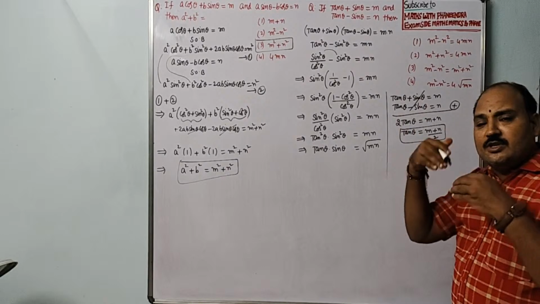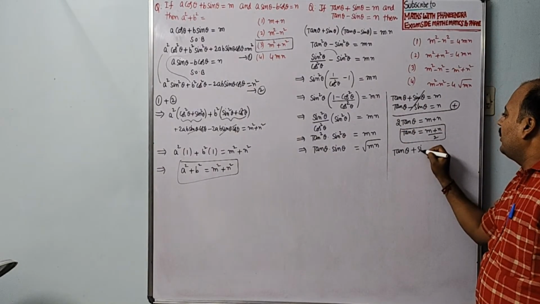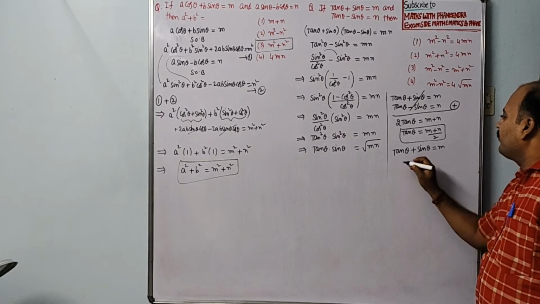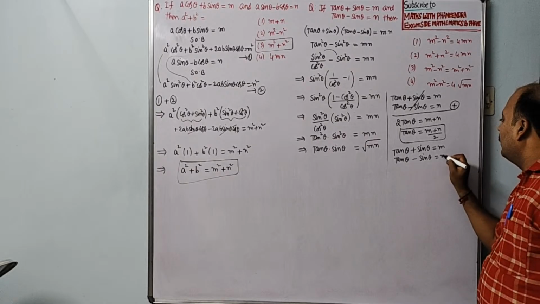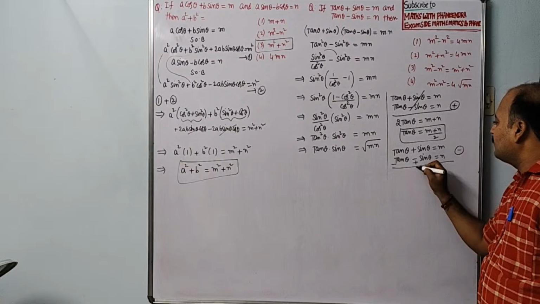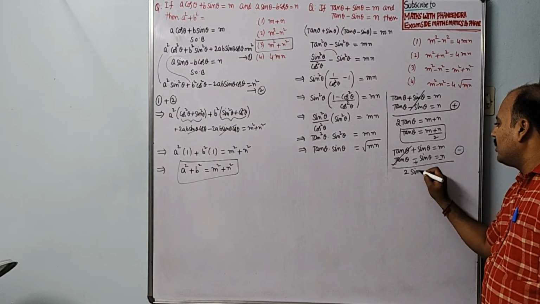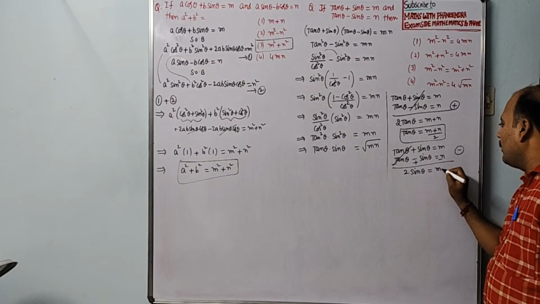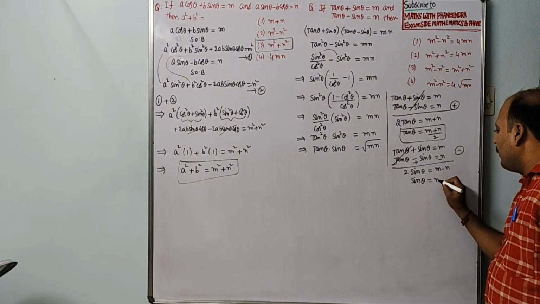Similarly, both equations you have to subtract. Tan theta plus sine theta is equal to m. Tan theta minus sine theta equal to n. If you subtract one equation from other, this is minus, this is plus, this is minus. These two will be cancelled. 2 sine theta is equal to m minus n. So sine theta is equal to m minus n divided by 2.